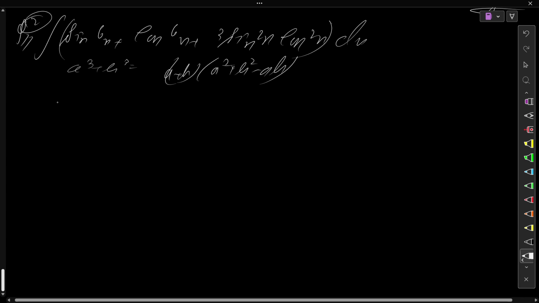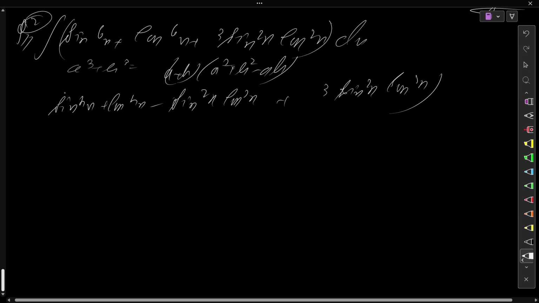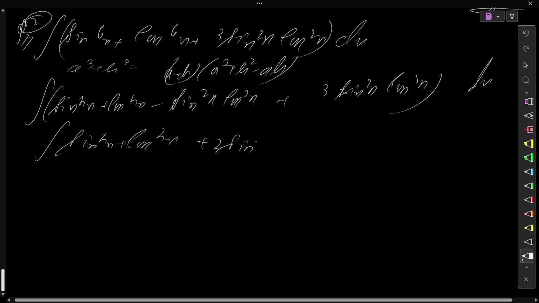So this could be written as sine square x plus cosine square x, that is equivalent to 1, and sine to the power 4x plus cos to the power 4x minus sine square x cosine square x plus 3 sine square x cosine square x dx. So from here I am getting sine to the power 4x plus cos to the power 4x plus 2 sine square x cos square x dx, right?